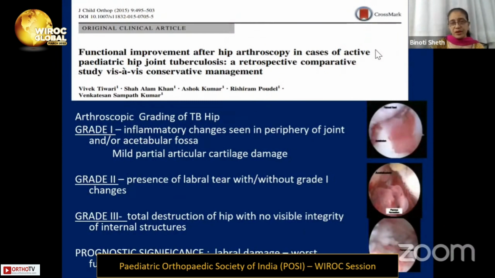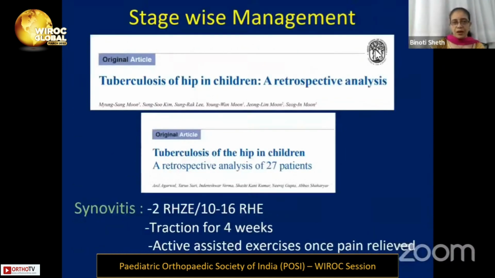So there's a nice paper from Delhi, India, published in JCO, where they have done this procedure, arthroscopic drainage for active pediatric hip tuberculosis, in 22 patients. And they've, in fact, done a grading of the tuberculosis hip, where grade 1 is just showing inflammatory changes, whereas in grade 3 there is total destruction of the hip with no visible integrity of internal structures. And this grading has a prognostic significance, and they said that labral damage has the worst functional outcome. There are, in fact, very few articles in the literature on tuberculosis of hip, and some of the prominent ones are by Moon from Korea and from India.